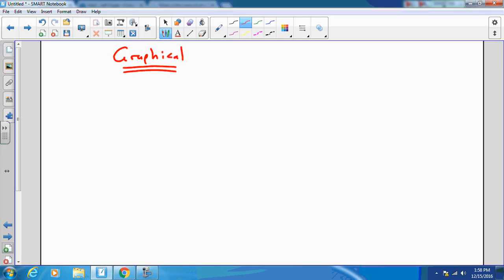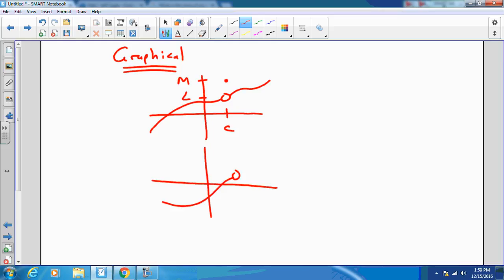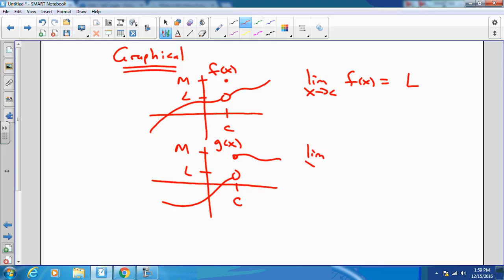Now, what if I want a graphical evaluation of a limit? I go back to our picture here. If I want a graphical evaluation of our limit, and this is my function f, this is my function g, something like this, then the limit as x goes to c from either side of f of x is equal to L, because for x close to c, f of x is close to L.